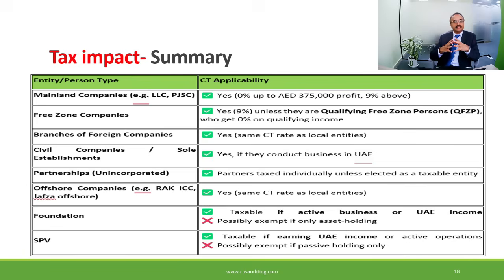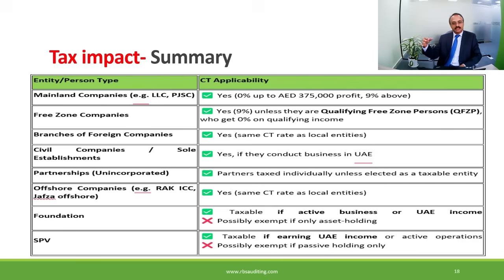So let's see the entire picture. We have already discussed all types of companies. So what will be the tax impact range? Mainland companies: 0% up to 375,000, above it is 9%. Free zone company: 9% unless a qualifying free zone person option, who gets 0% on qualifying income. That means if you have qualifying activities, then qualifying income, you will get 0%.